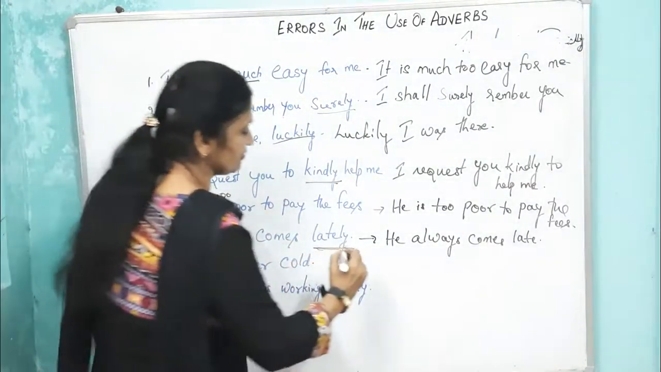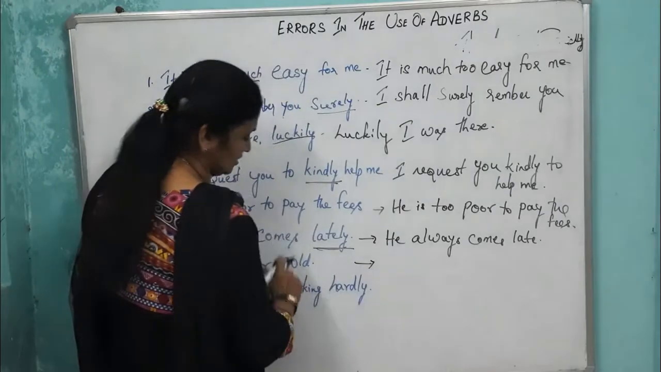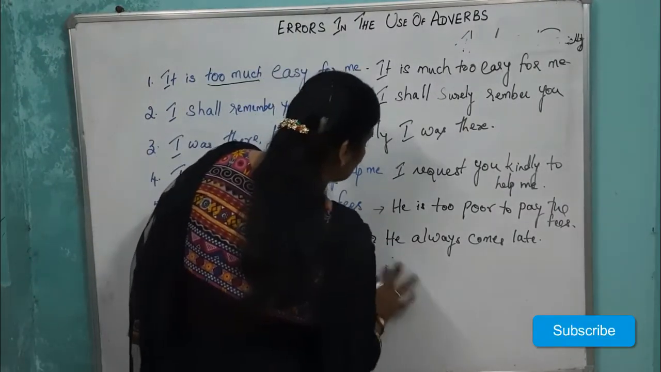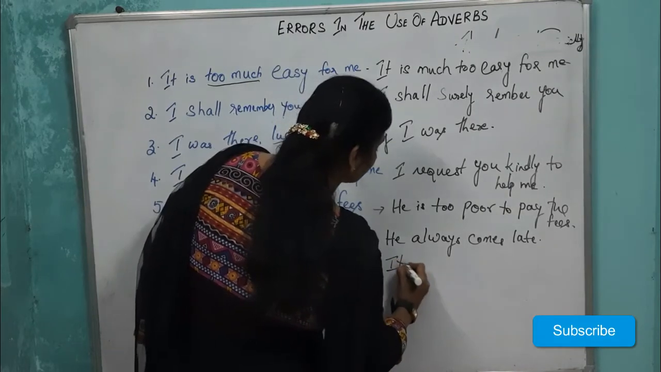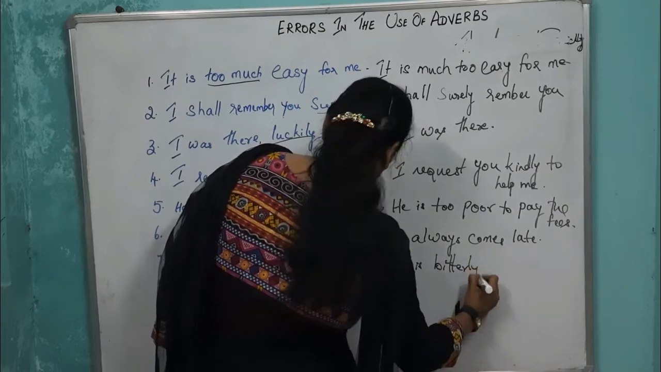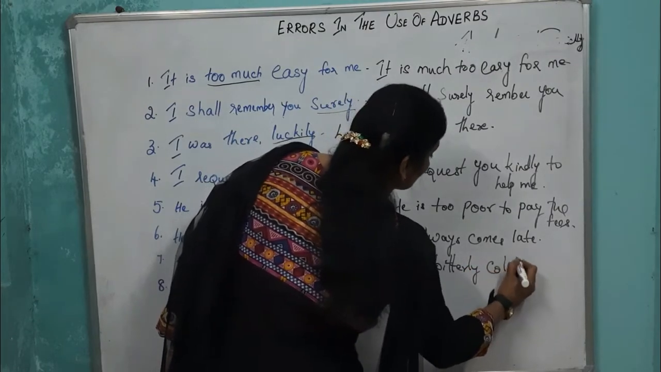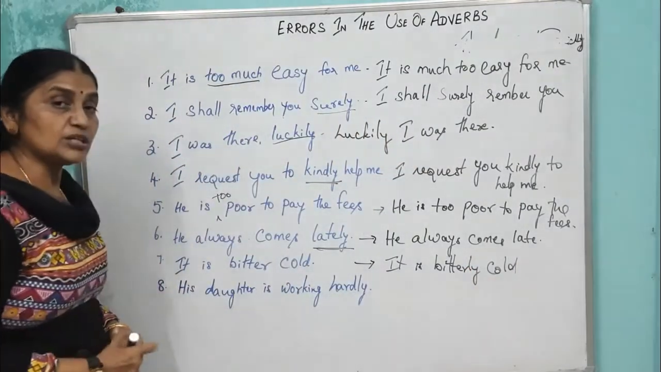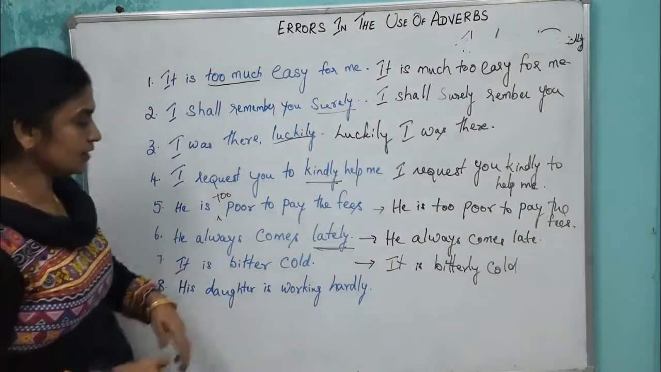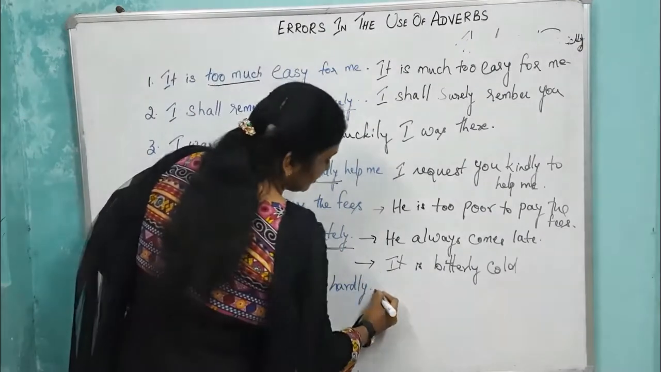Now, it is bitter cold. Again we use it in a very wrong sense. This is what we use, but this is wrong. Bitter takes ly. It is bitterly cold. You have to say, not it is bitter cold, it is bitterly cold. Next, his daughter is working hardly.